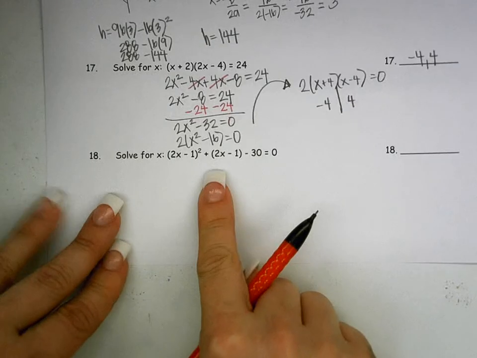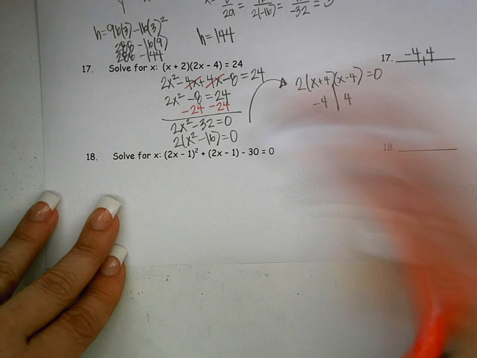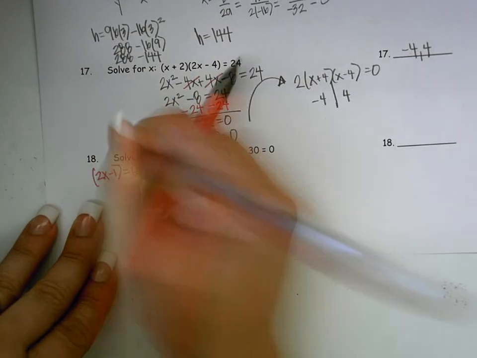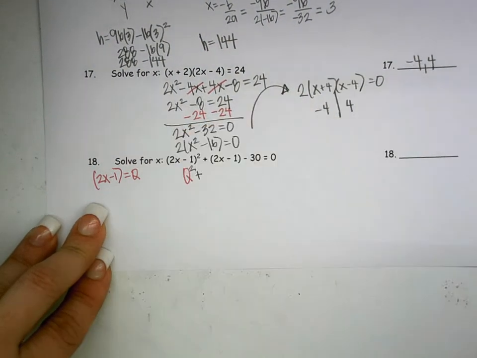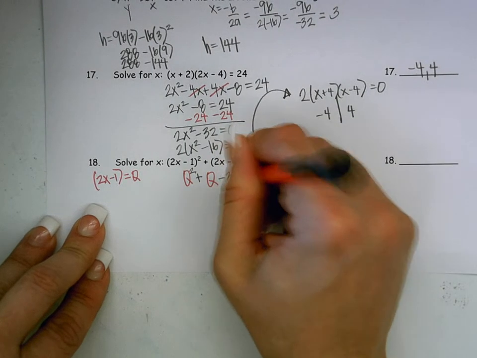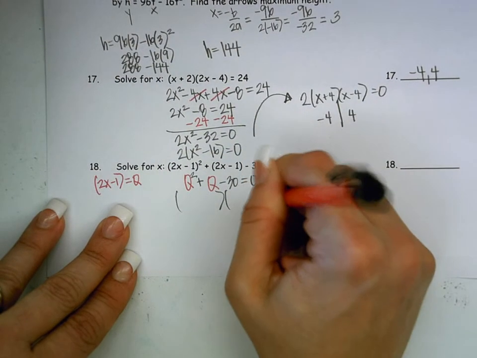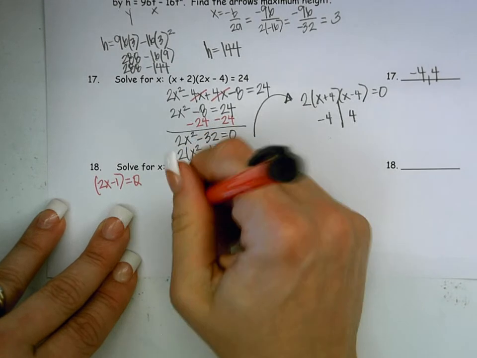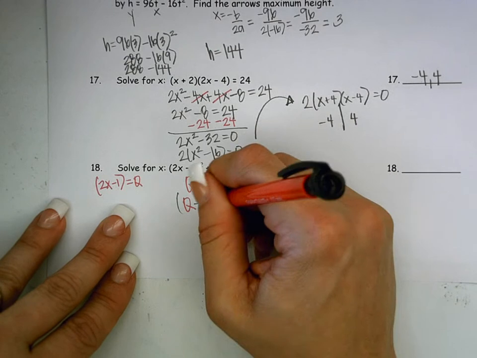Same thing here, we're solving again. So this is a Q problem, okay? I'm going to take this out and I'm going to replace 2x minus 1 with Q, with a quantity. So this would be Q squared plus Q minus 30 equals 0. Okay, that's a lot easier to factor once you take these out. So this would factor to be 1 positive, 1 negative. So Q plus and Q minus. What multiplies to 30 adds to positive 1 has to be plus 6 and minus 5.